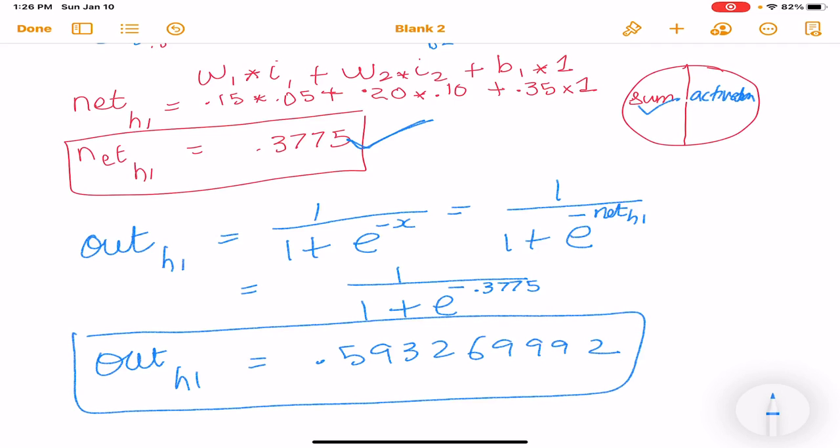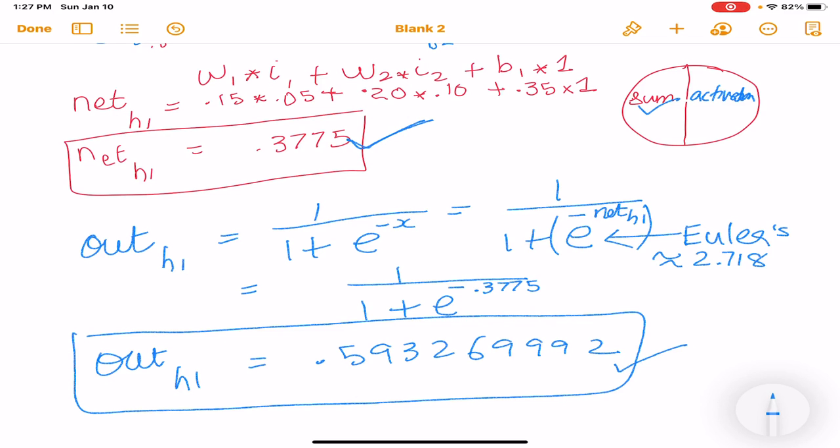Here e is called Euler's number, and its value is approximately 2.718. Again, as I have mentioned, there are online calculators available for this, so you don't have to worry about how I will be calculating it. You can find it online. Once you do that, your out H1 is this value. So we have found our net input for our neuron H1.